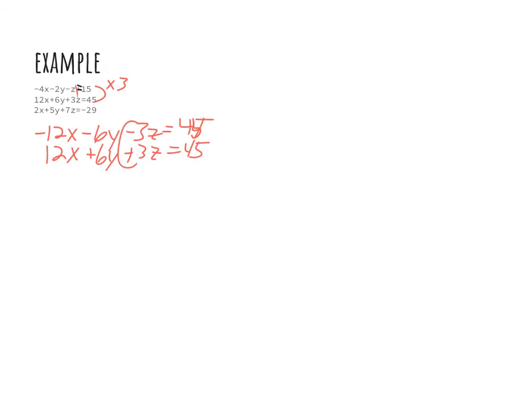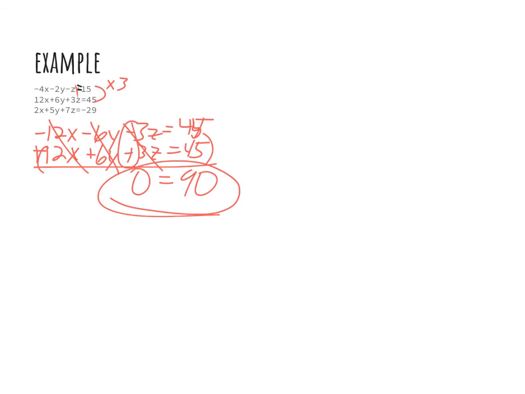Okay, the z's are different, so I'm going to go ahead and add these together. X's go away, y's go away, z's go away, so I've got nothing over here. 45 plus 45 gives me 90. So when we have this right here, two numbers that aren't the same equal to each other, we would know that we have no solution.